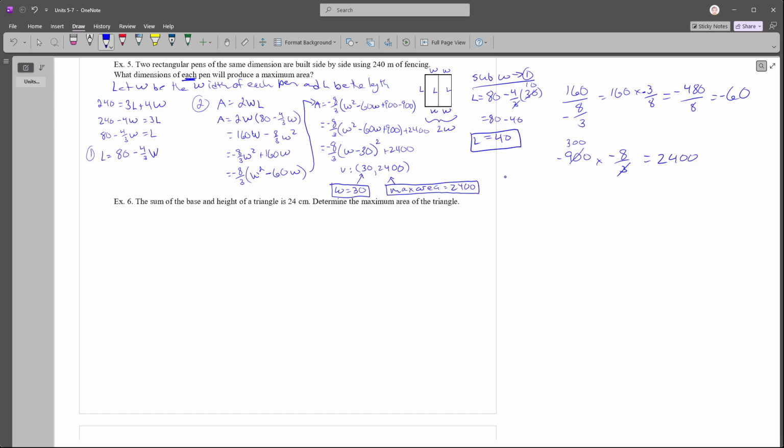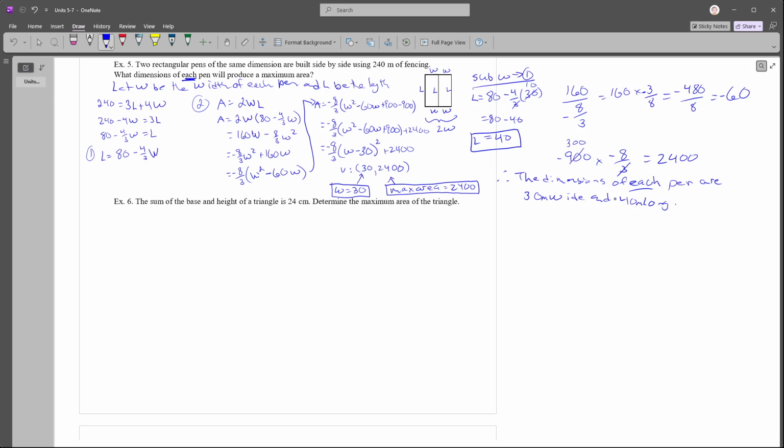That's all of our stuff. So now we just need to give our concluding statement. Therefore, the dimensions of each pen, this is the important part, each pen, the dimensions of each pen are 30 wide and 40 long. 30 meters wide and 40 meters long.